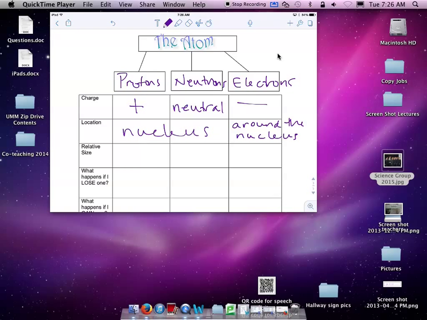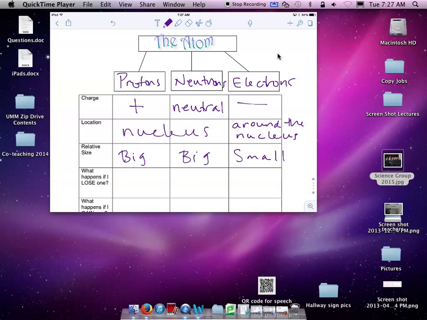Now the next thing we want to think about is their relative size. The reason I put relative size in there is because when you think of protons, neutrons, and electrons, they are so crazy tiny that we really can't even describe how tiny they are. But relative to each other, we would say that the protons and the neutrons are considered to be the bigger particles, and the electrons are considered crazy small.